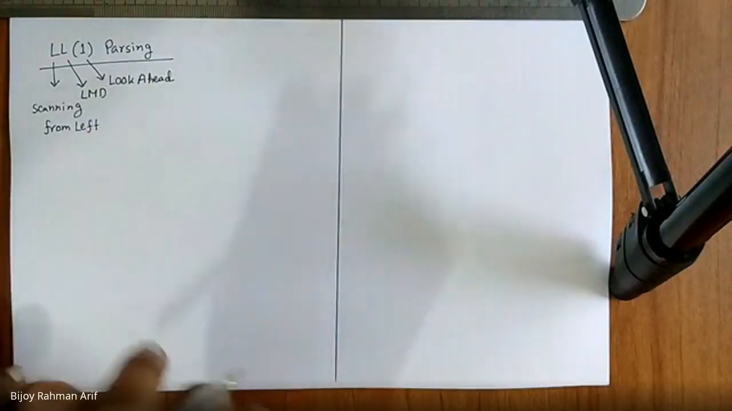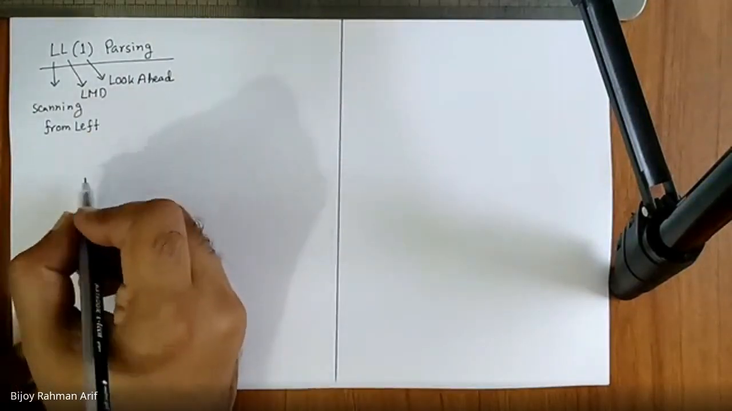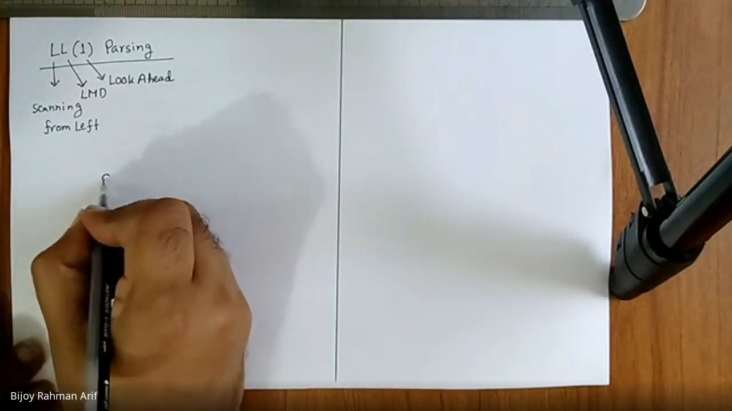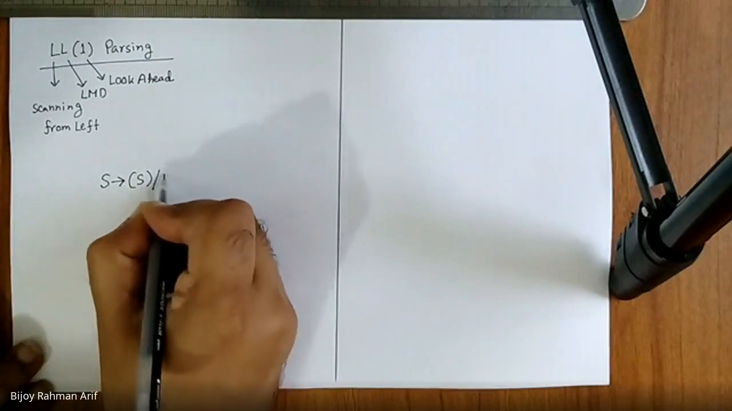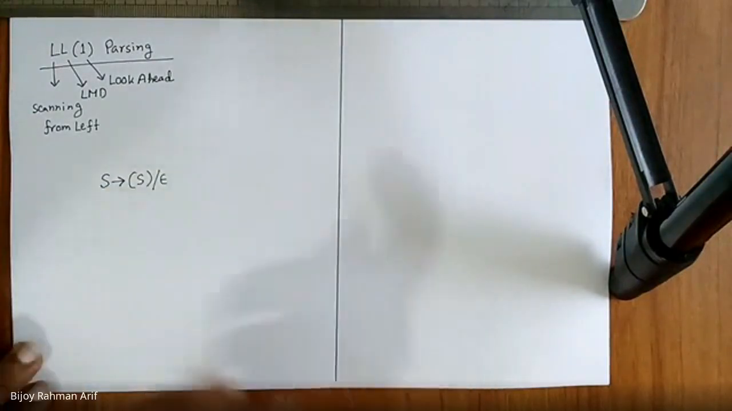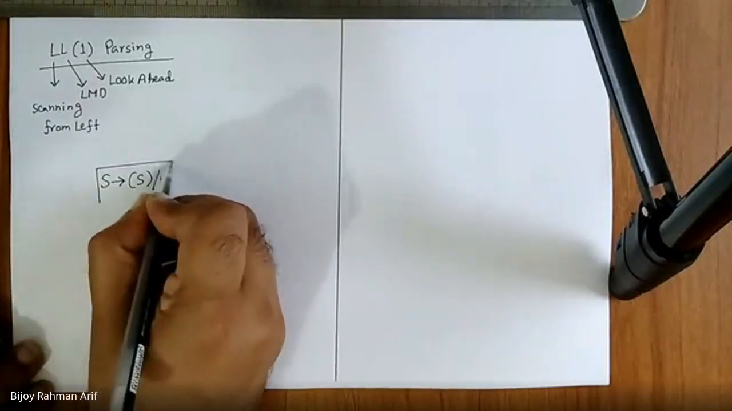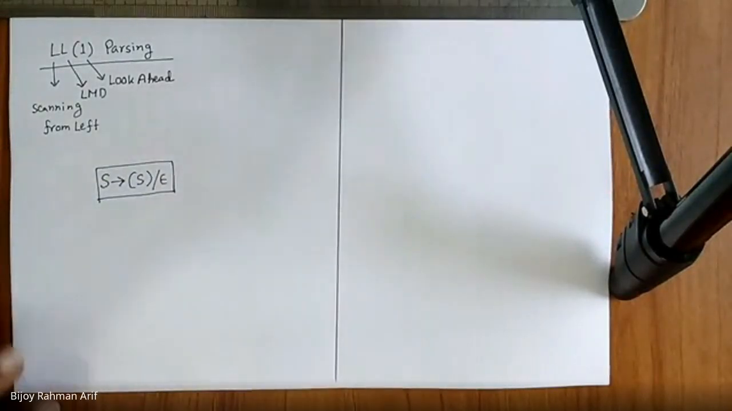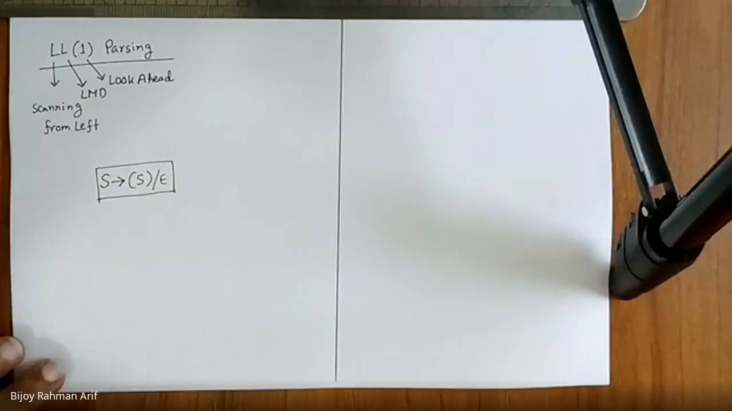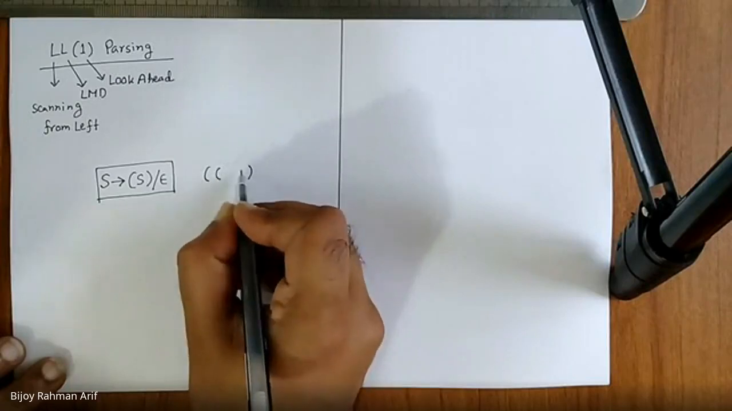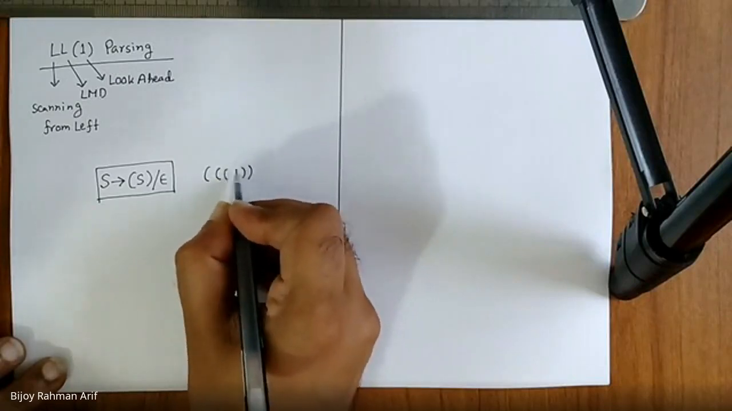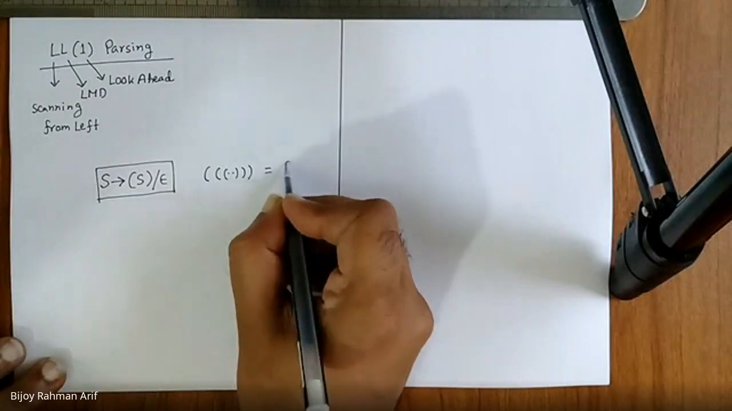So let's take a simple grammar. S derives open parenthesis S close parenthesis, and epsilon. This is a pretty simple grammar. What is the output of this grammar? Can you tell me? Balanced parenthesis. Not just balanced parenthesis, it should be called nested balanced parenthesis. That means between these two parentheses there will be another pair, and so on.